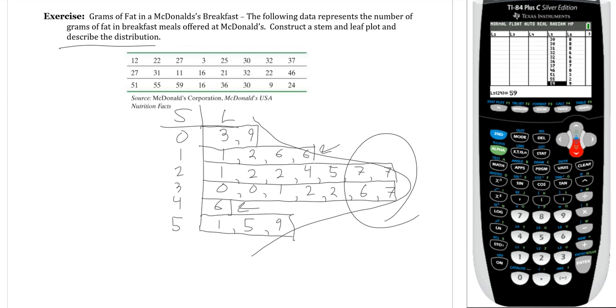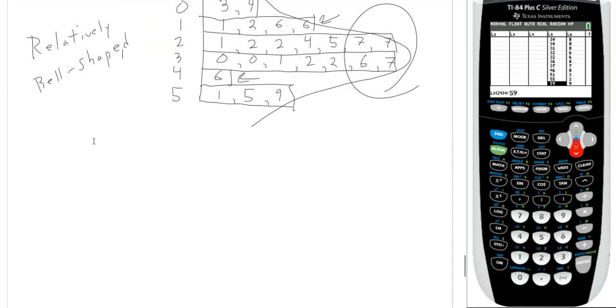I would still say something along the lines of that this is relatively bell-shaped, implying that it's not perfectly bell-shaped, but it's close enough. It's not far off. You'll very seldom ever see data that's perfectly bell-shaped. It'll just be close to it. That's how to do a stem and leaf plot.